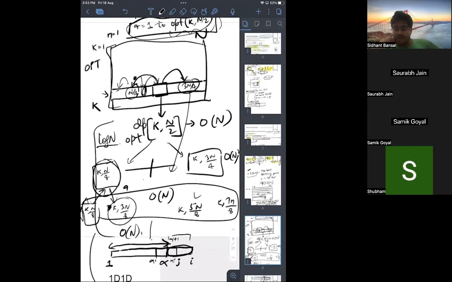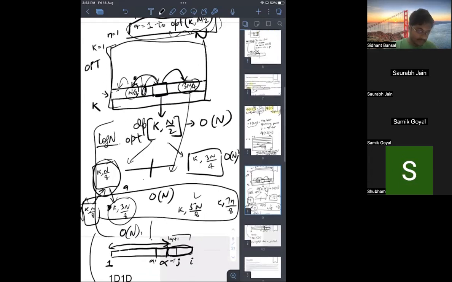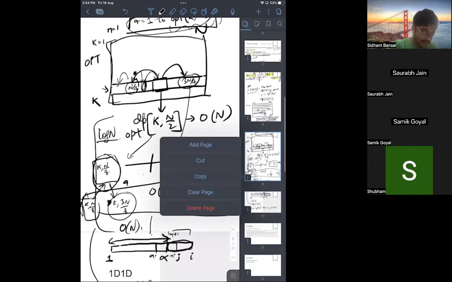How to know which parts to search? Please repeat. Okay, fair. That's a good question. Maybe I'll draw this diagram again.